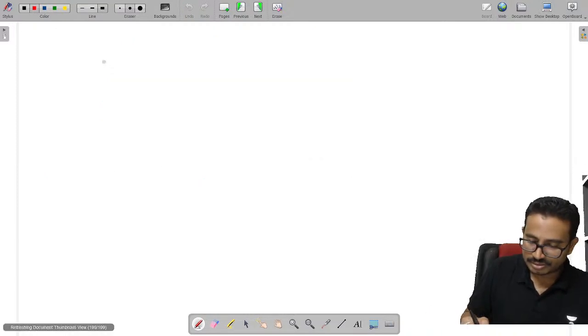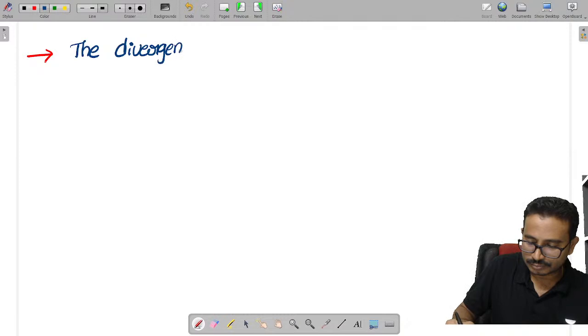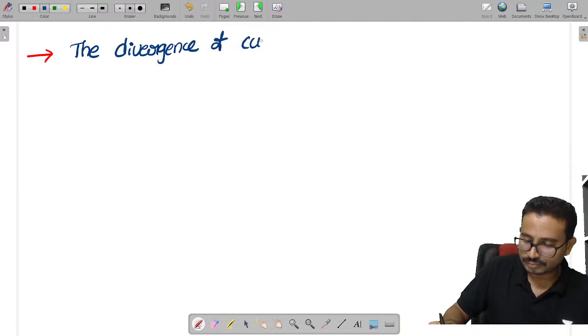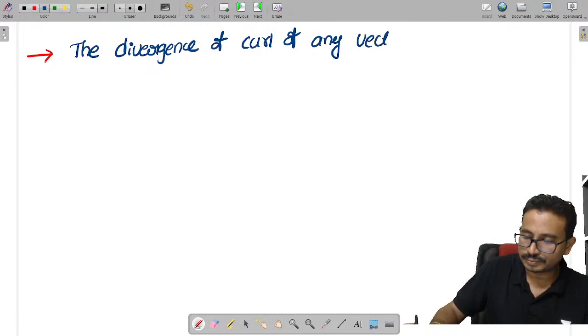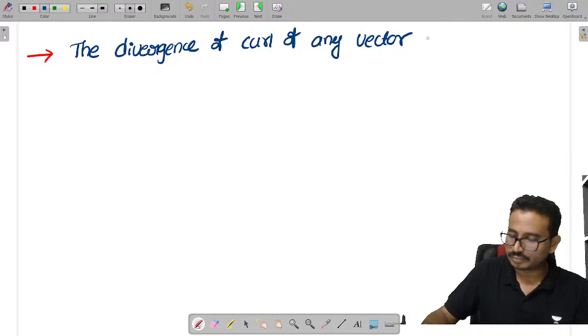Write in words also this point. Curl of any vector is, you tell me now, always 0.